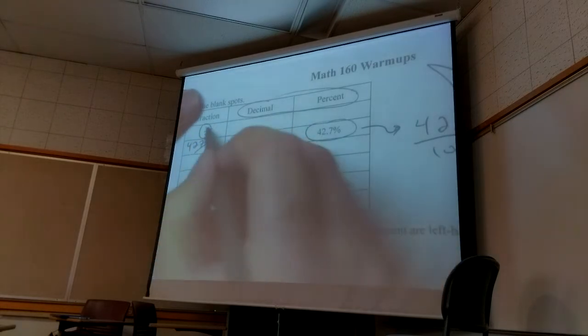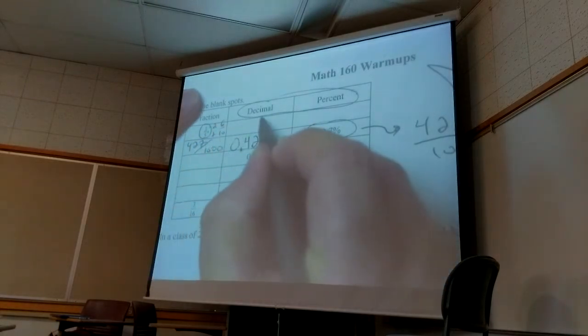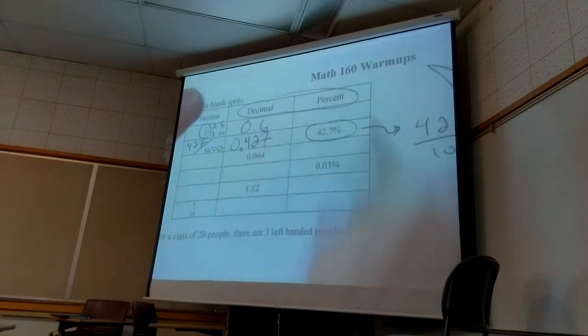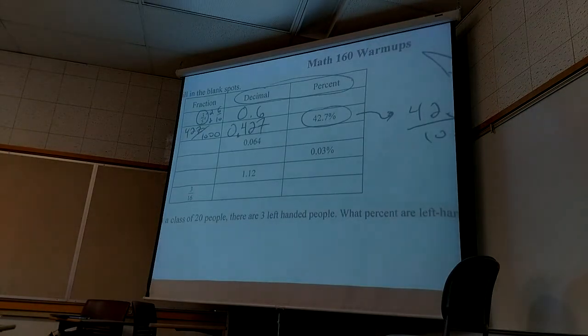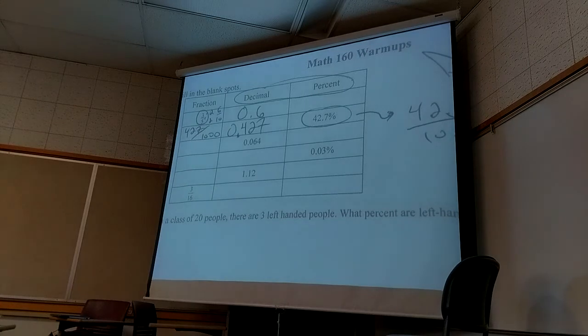Right? If I multiply top and bottom by 2, I get 6/10. How do I write that as a decimal? Because that's the tenths place. Now, if you divide 5 into 3, because that's what 3 divided by 5 means, you should get 0.6. Right? Not 0.60. 0.60 is fine.